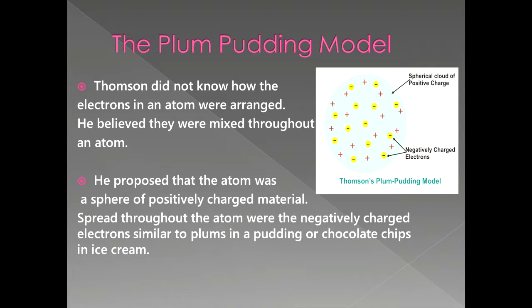The plum pudding model. Thomson didn't know how the electrons in an atom were arranged. He believed that they were mixed throughout an atom. He proposed that the atom was a sphere of positively charged material. Spread throughout the atom were the negatively charged electrons, similar to plums in a pudding or chocolate chips in an ice cream.